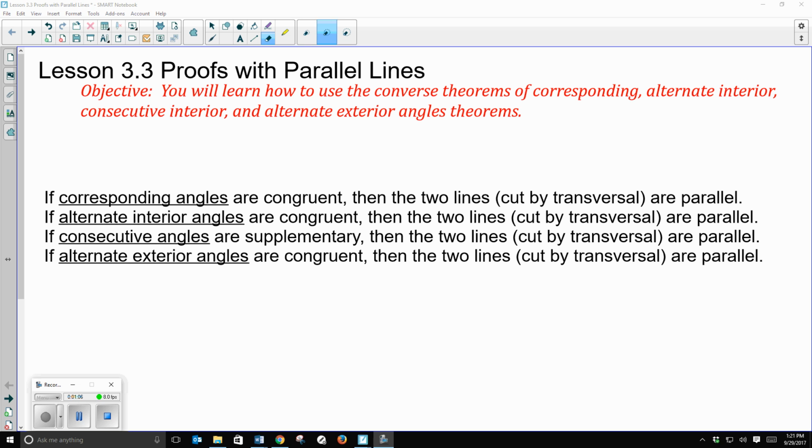This is yesterday, this will be today. Yesterday, if this was going on, then corresponding angles are congruent. If these two lines are parallel, then corresponding angles are congruent. I just picked one pair, not all of them. If this is going on, then alternate interior angles are congruent. If this is going on, I'm going to skip the consecutive part and come back to it. Alternate exterior angles are congruent.